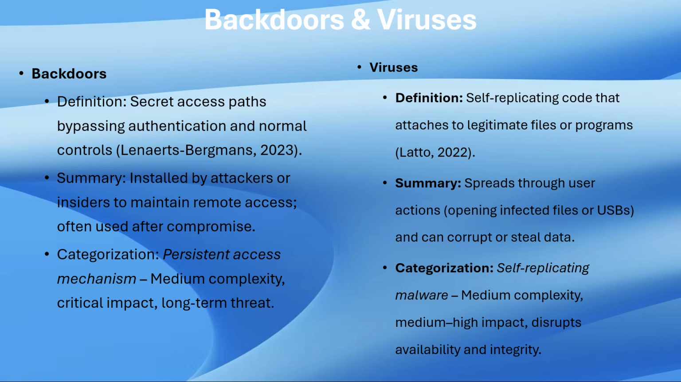A virus, on the other hand, is self-replicating code that attaches to legitimate files or programs. It spreads when someone opens an infected file or plugs in an infected USB. Once active, it can corrupt data, steal information, or disrupt normal operations. To defend against both, we limit administrative access, ensure software and updates come from trusted sources, and use regular system scans and file integrity monitoring to detect unauthorized changes early.